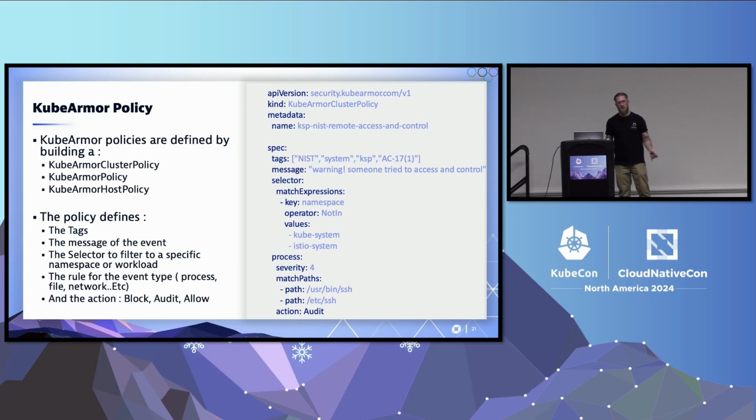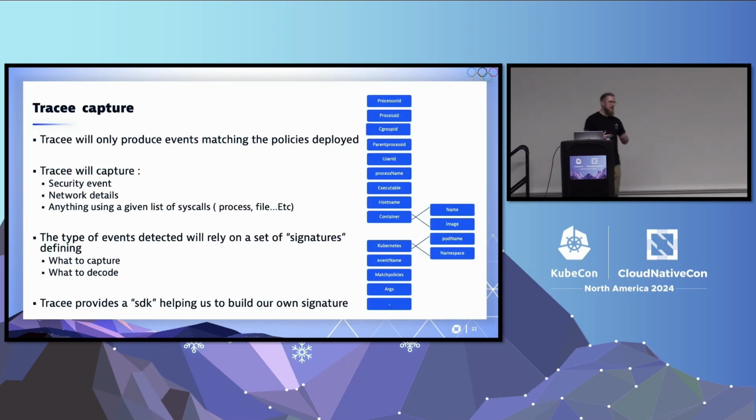There is, I didn't count the number of policies they have there, but then you're lost searching which policy you should use. So it's a bit more complicated, to be honest. Now we have Tracee. When you deploy it, it will produce only events based on the policy deployed.